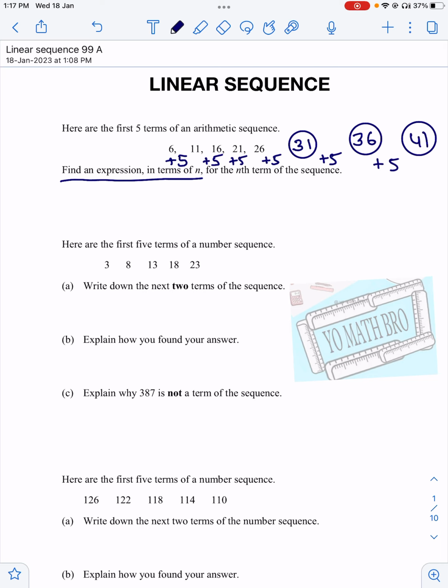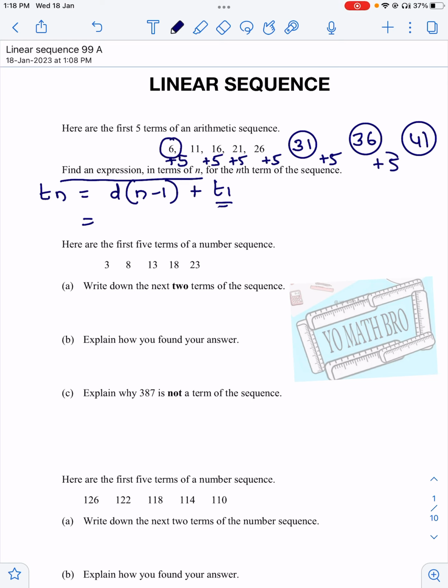So for that we have a formula which is called Tn is equal to d(n minus 1) plus T1. Here Tn means the nth term, d stands for difference, n stands for the number, and minus 1 is in the formula, and T1 is the first term. Here the first term is 6.